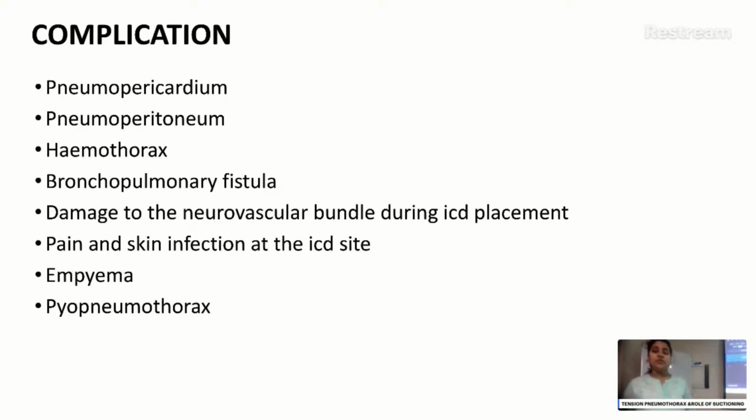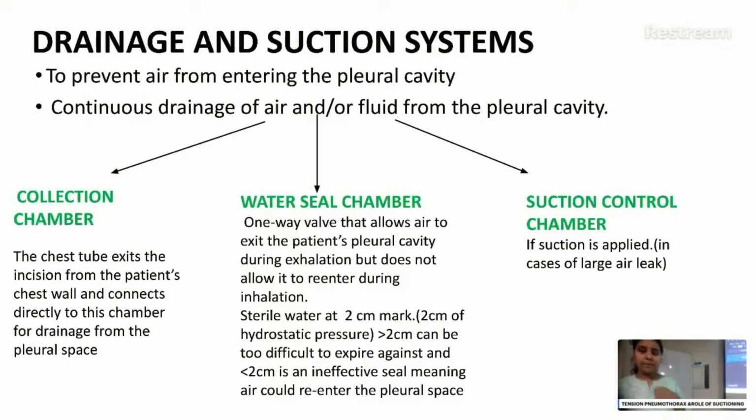Now, the complications of tension pneumothorax: the air that is present between the pleura can result in pneumopericardium, pneumoperitoneum, hemothorax, bronchopleural fistula. During ICD placement, there can be damage to the neurovascular bundle. There will be pain and infection at the site of ICD insertion. There will be empyema and pyopneumothorax.